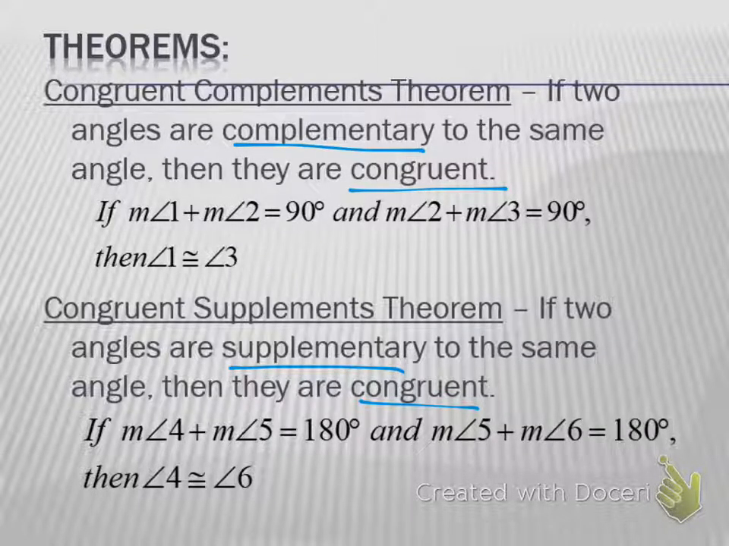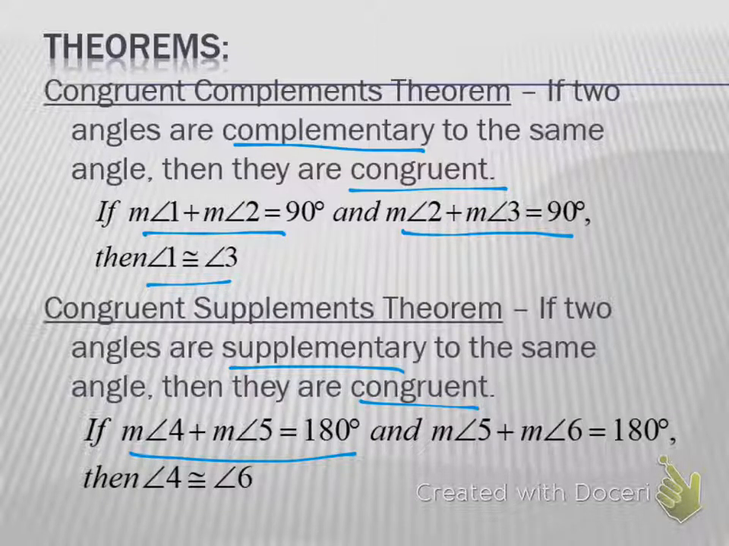In more of an equation form of the same thing, if the measures of angles 1 and 2 add up to 90, and the measures of 2 and 3 add up to 90, then 1 and 3 must be congruent to each other. Same thing goes for supplementary. If 4 and 5 add up to 180, and 5 and 6 add up to 180, then 4 and 6 must be congruent. And we could prove this using some basic algebra, but we won't necessarily write a proof for it just yet.